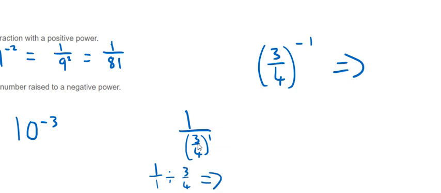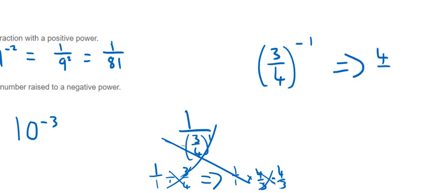that's the same thing as 1 over 1 multiplied by 4 over 3, and that's 4 over 3. You don't really need to understand all that. What happens is the number on top and the number on the bottom just switch places, so it becomes 4 over 3, and then that's a positive 1.